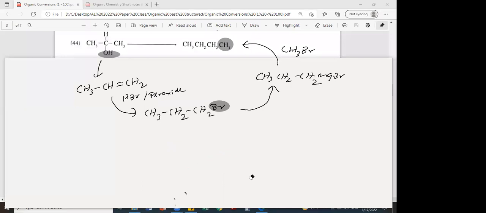The other alternate method I'll draw with a different color, blue. You'd better write about this method. You can get here CH3, CH2, CH2, CN. Write CN. And then you can convert this into what? CH3, CH2, CH2, COOH, no?